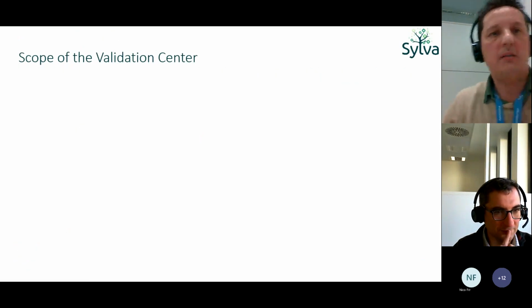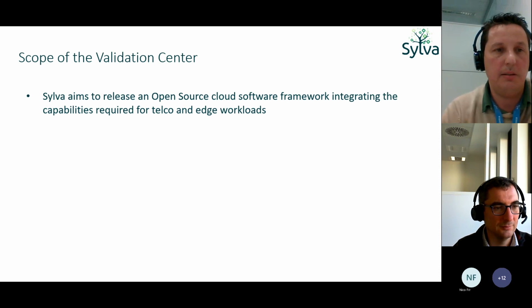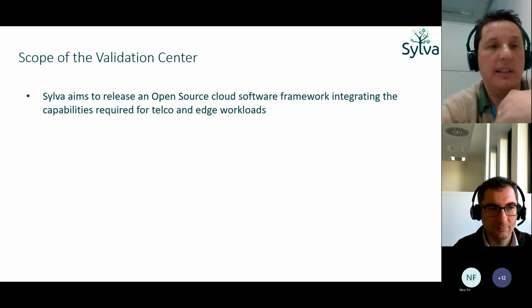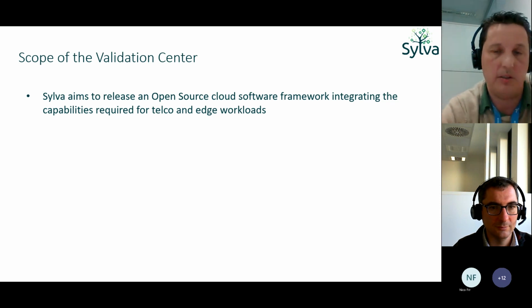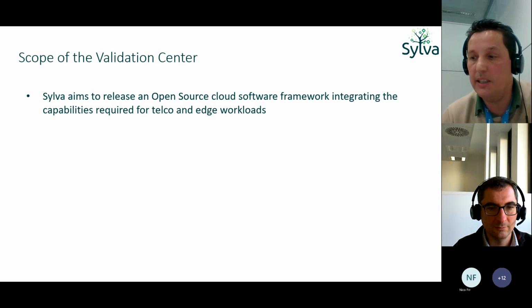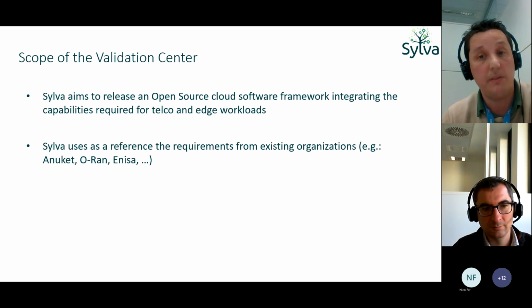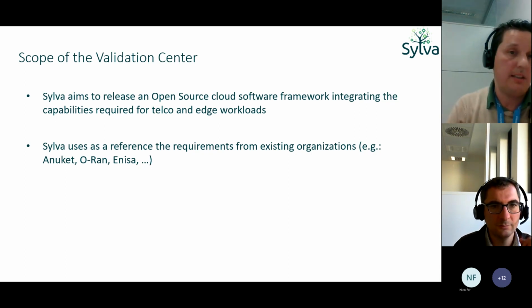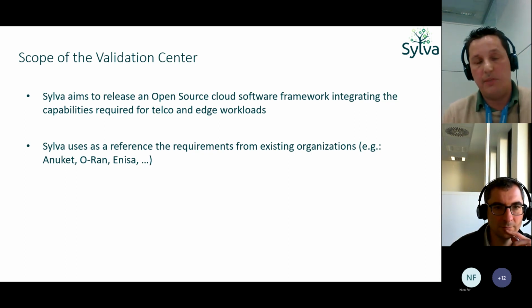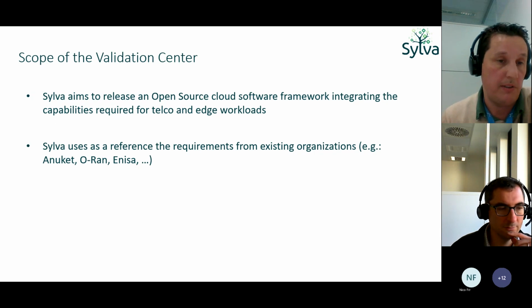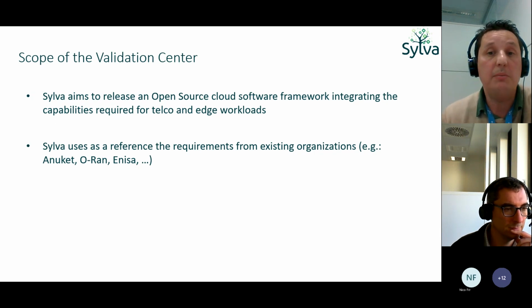Okay, good. So the thing is, what's the validation center? What's the scope of the validation center within Sylva? As we have been discussing before, Sylva is aiming to release an open source cloud software that incorporates the capabilities that are required for telco and edge workloads, as the operators have identified. So Sylva is not requirements driven, as for instance could be Anuket. Sylva is implementation driven. So we are implementing something that will be compliant using as reference the requirements from other groups, organizations, for instance, Anuket itself, ORAN and ENISA. ENISA for security, ORAN for things related to the cloud in Open RAN, and Anuket in general for the core, specifically the performance profile.